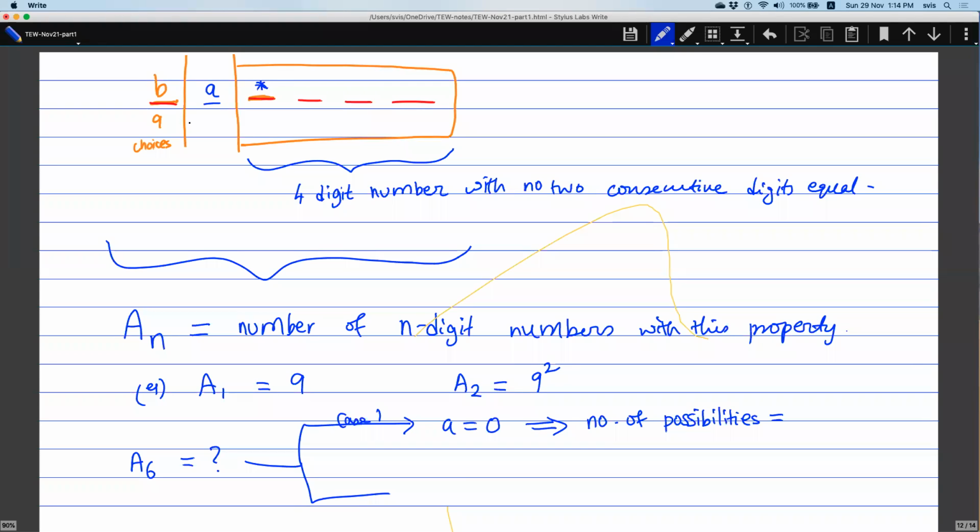I don't want an actual 9 number. Choices. For this entire 4-digit number, how many choices do I have? 9 raised to the power 4. No, that's only if you knew the answer, right?